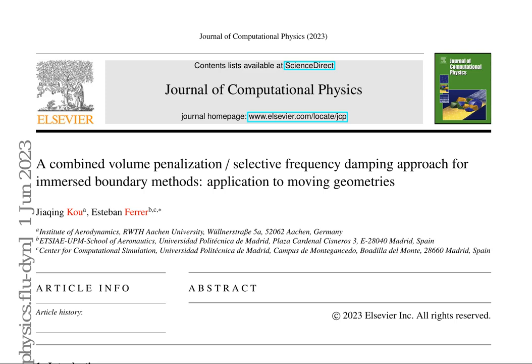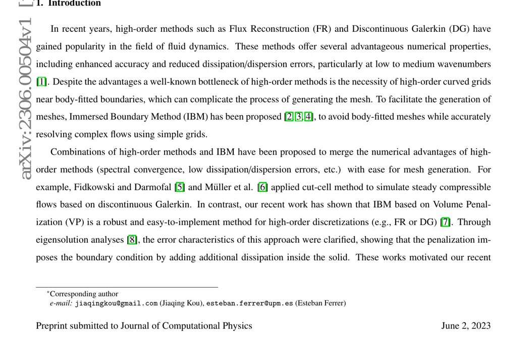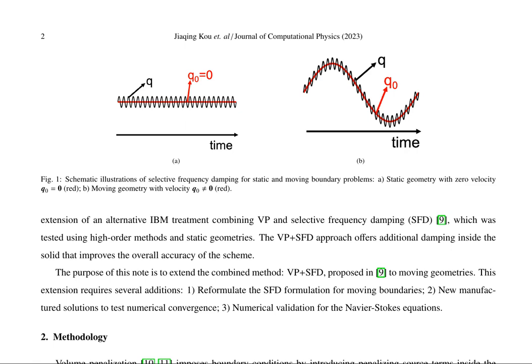The research proposes a combined volume penalization and selective frequency damping approach for immersed boundary methods, focusing on moving geometries. This extension builds upon previous work on static geometries, aiming to improve the accuracy of the scheme by introducing additional damping inside the solid. The methodology involves volume penalization to impose boundary conditions and selective frequency damping to manage spurious waves. The approach is tested using high-order methods and the Navier-Stokes equations.